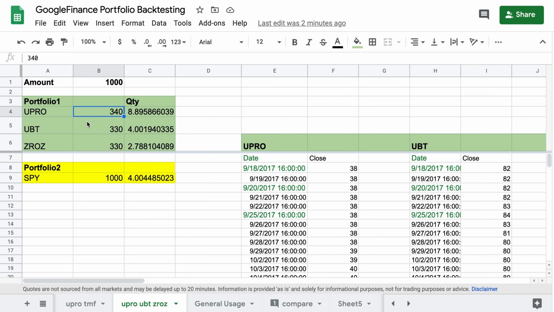All right, let's see. My portfolio here has three components: UPRO, UBT, and zeros. Now you may have heard of classic stock-bond portfolios. It's usually 60% stocks, 40% bonds, or 60% bonds, 40% stocks, or 50-50, based on what type of risk you want to take. Now this is a variation of that.